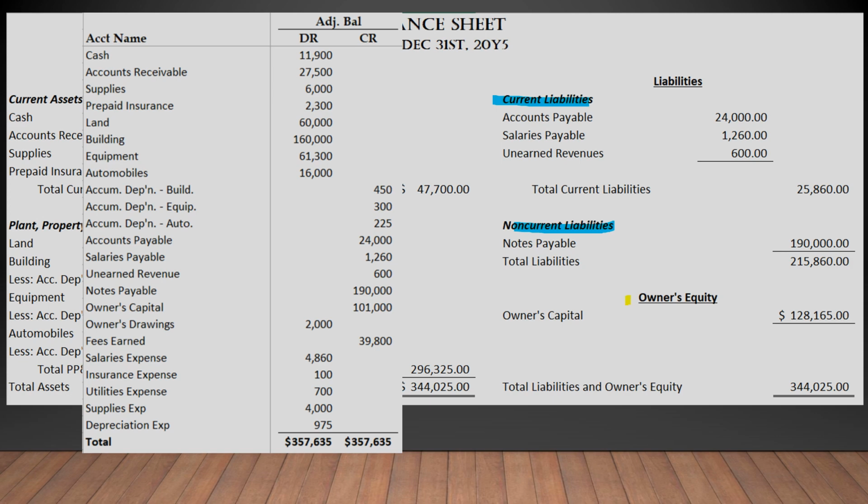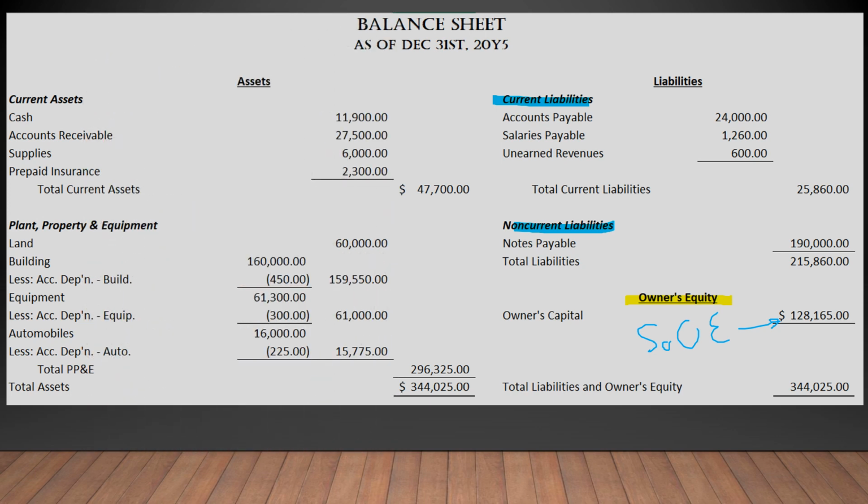Lastly, we do the owner's equity section. Here, we take our ending owner's capital balance from our statement of owner's equity. When we sum our total assets and compare that amount to our total liabilities plus our total equity, we'll see that our accounting equation balances.